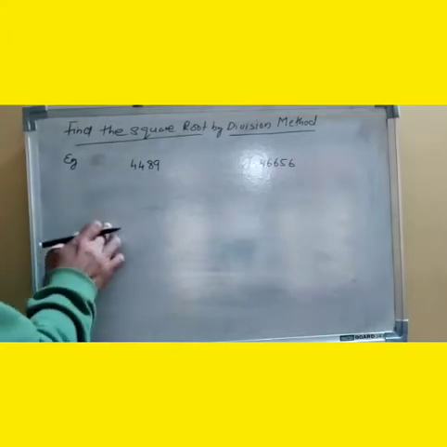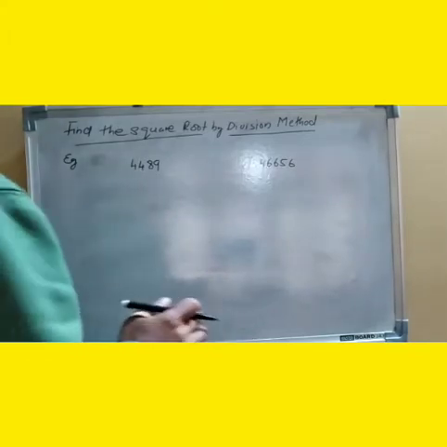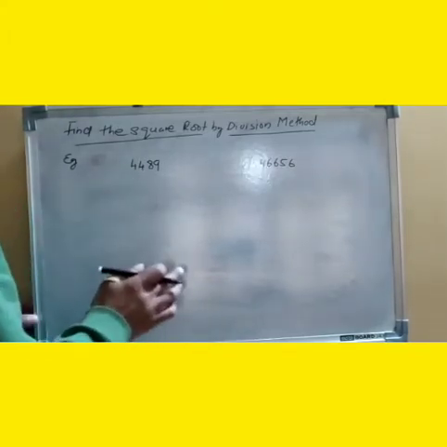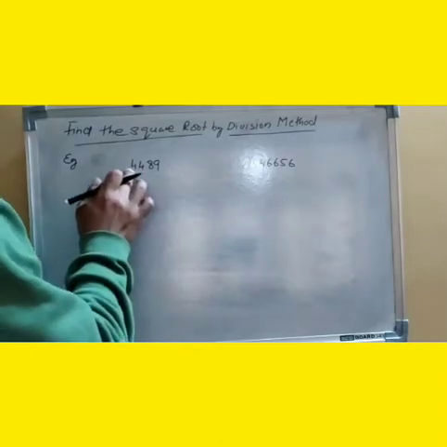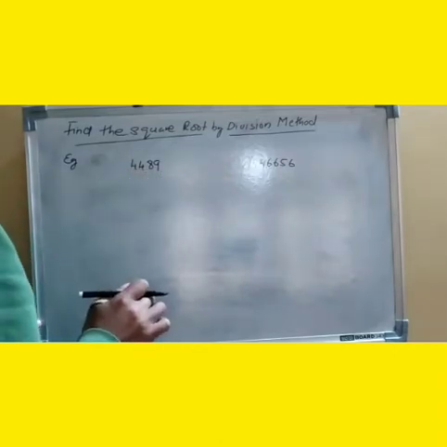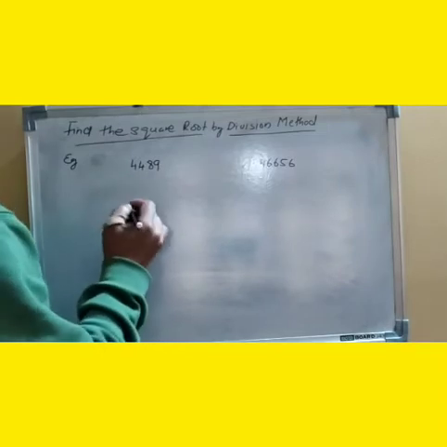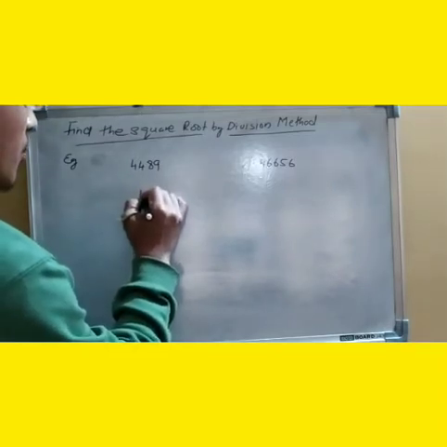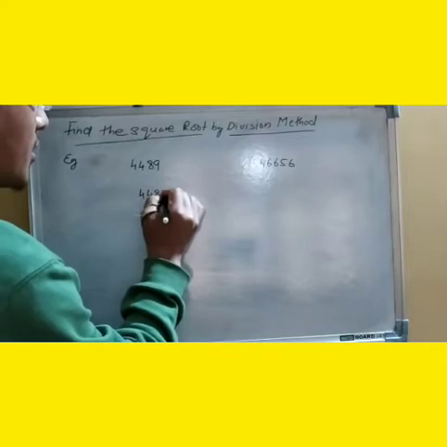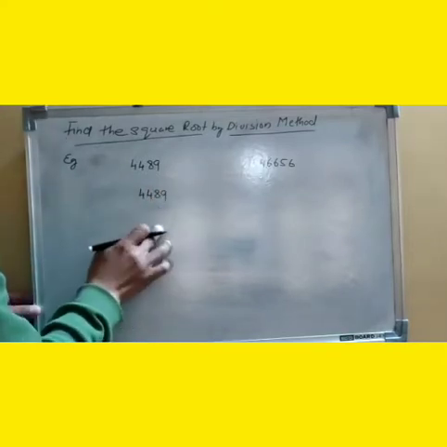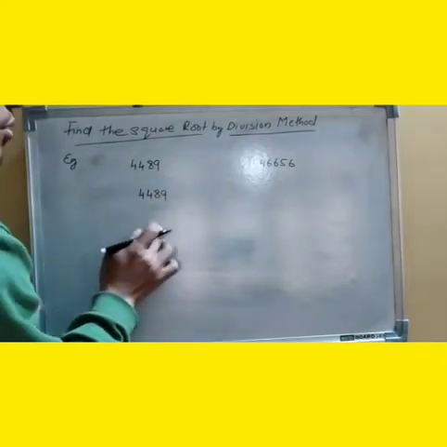Now, these are the examples I'm going to explain today. First, we are going to find the square root of 4489. Right, so first what you need to do is make pairs of digits.